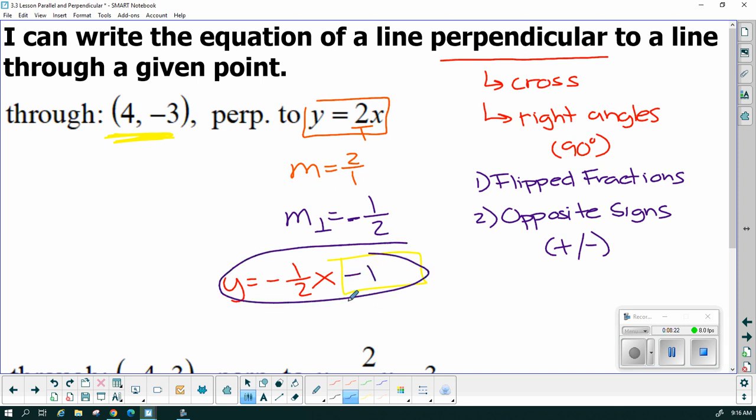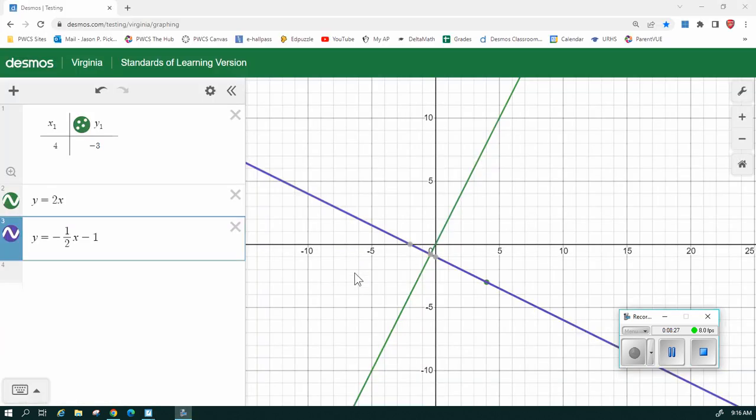And so again, I will graph these two lines to show you how they intersect. So you can see the two lines cross. They cross right here. My new line, the purple line, goes through that point I wanted to go through. And you can see, hopefully you can see that they make these right angles, sort of like the corner of a room would be. It's a right angle, 90 degrees. And so these two lines are perpendicular.